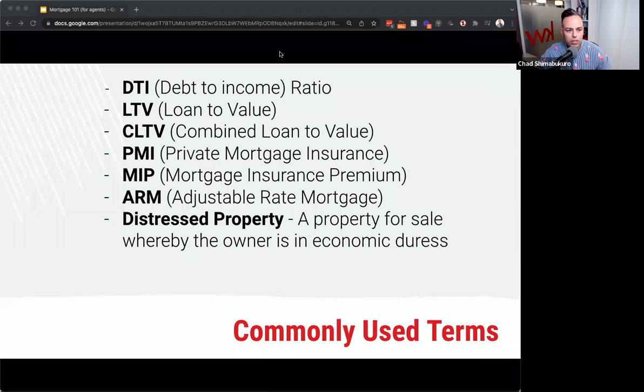LTV is loan to value. And that simply means what the loan amount is relative to the purchase price, or if it were a refinance, which we're not talking about here, what the equity position is. So for instance, if you're at an 80% loan to value on a purchase, that means, simply put, that the buyer is putting down 20%.